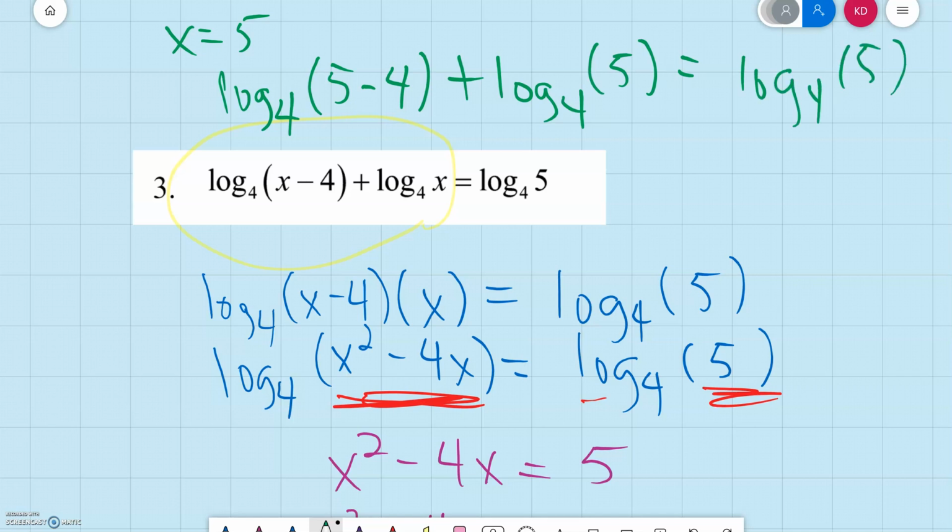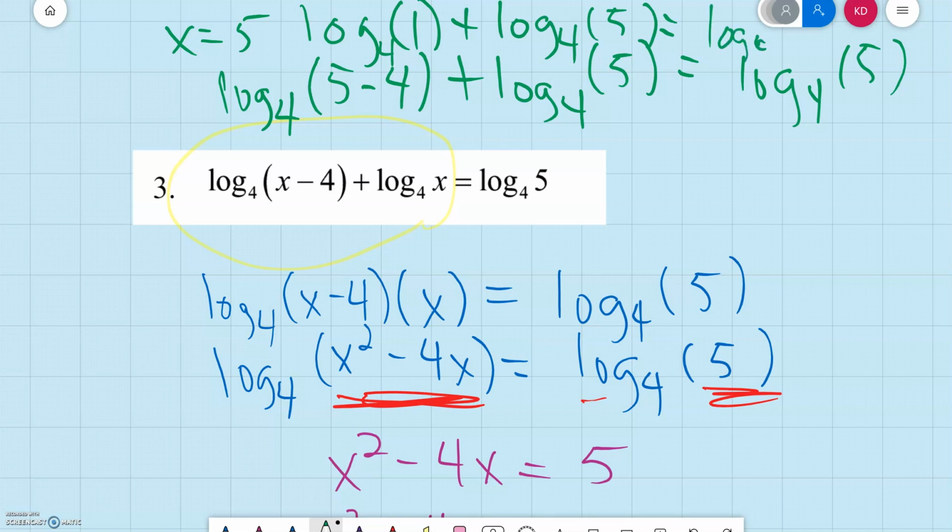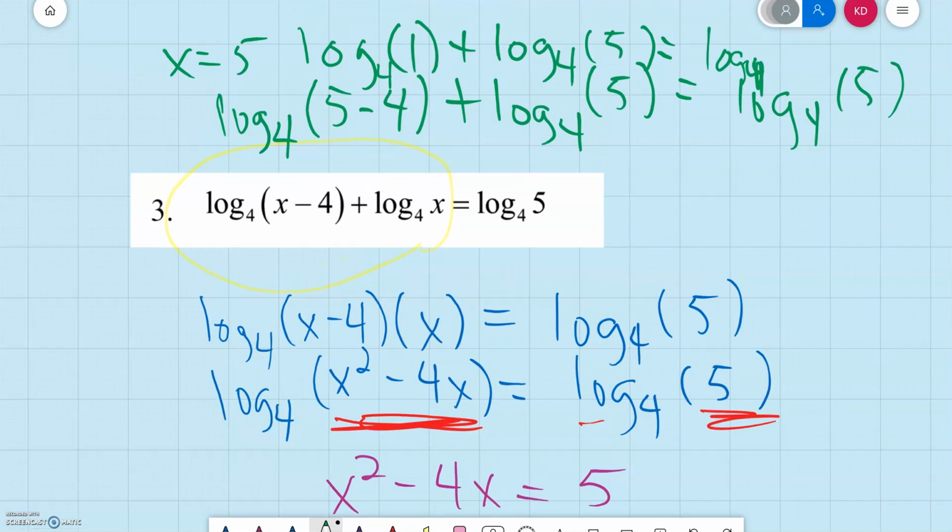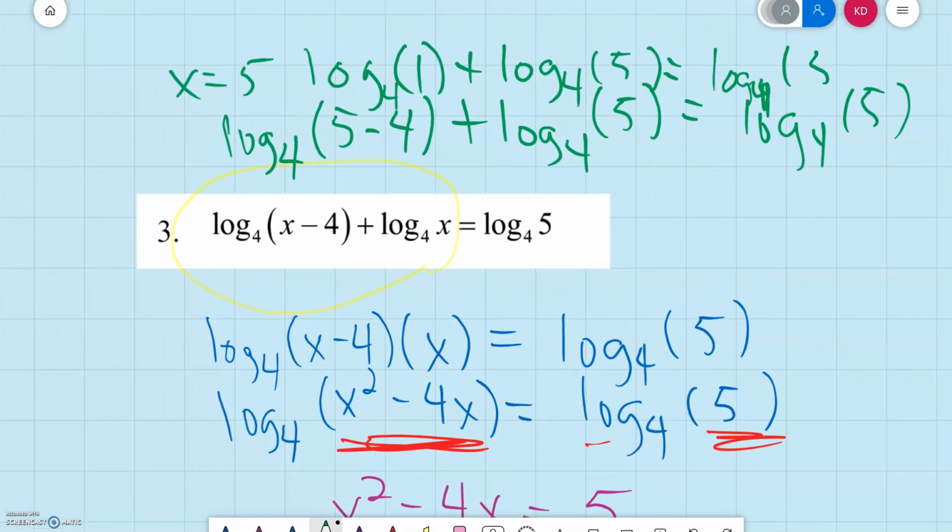the number 5. Now I know that 5 minus 4 is just 1, so that means what I have here is log base 4 of 1 plus log base 4 of 5 should equal log base 4 of 5 again. And I just ran out of room. Let me move this. There we go.